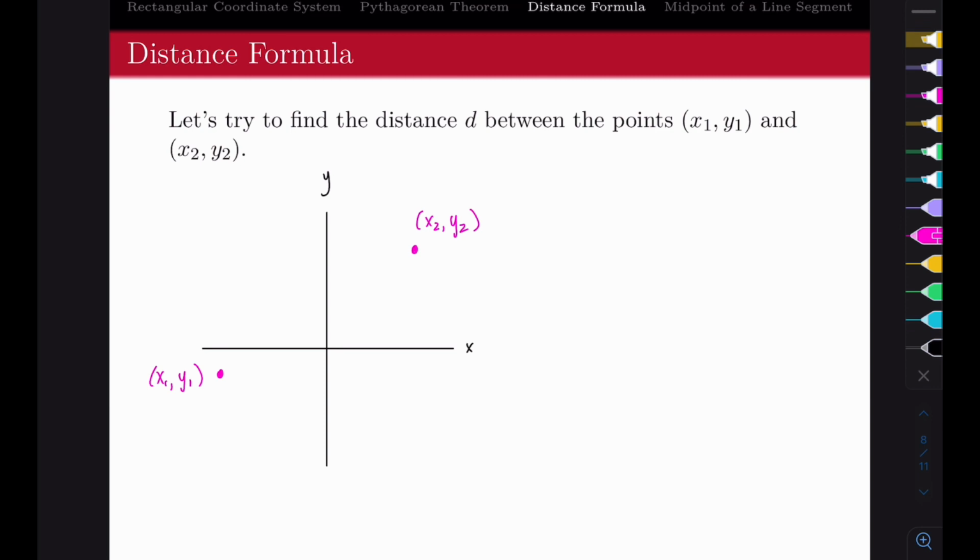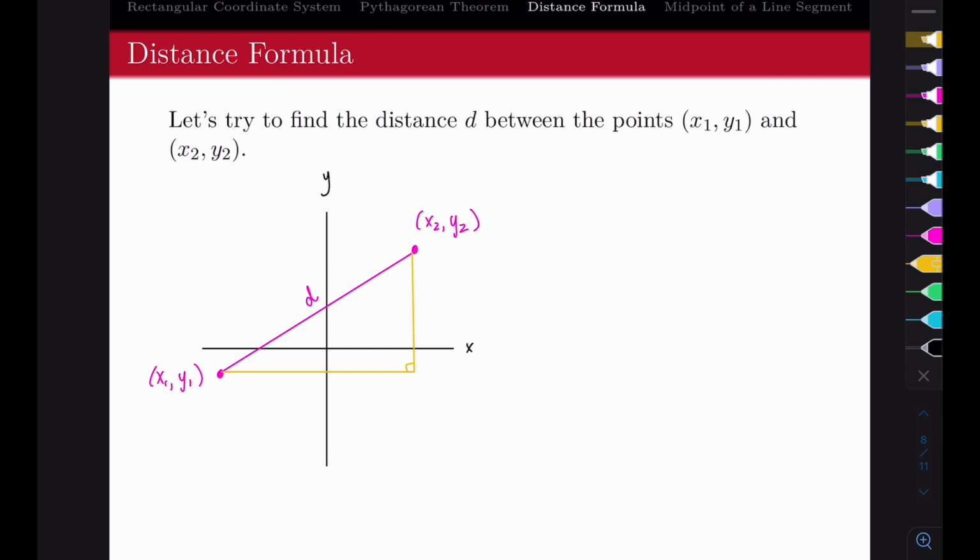I have my first coordinate pair, which is x1, y1. My second coordinate pair is x2, y2. And what I want to do is I want to see if I connect these with a straight line, what is the length of this line, which is called d. Okay? And this is where our Pythagorean theorem actually comes into play. So I'm going to create a right triangle within here. So I extend a straight line in the x direction, a straight line in the y direction, and those are going to meet and form a right angle.